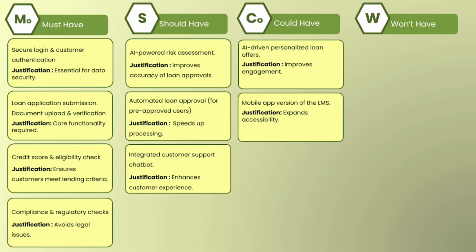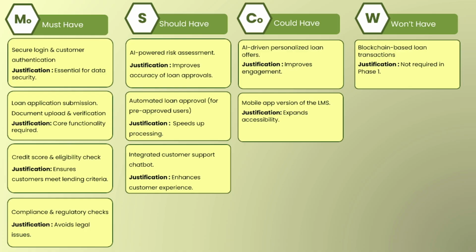And the last is won't have: blockchain-based loan transition, with no clear-cut justification, not required in the first phase. So in this way we have used the MoSCoW method to prioritize the requirements for the loan management system, and you can use the same thing in your project also.